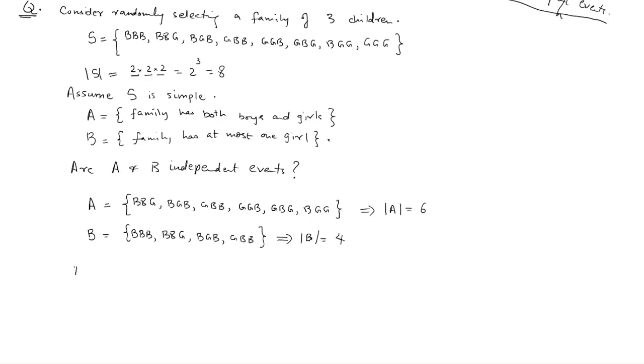Anyone? Probability of A, 6/8. Probability of B. Just look at the set B that I've made. If it makes sense, if it doesn't make sense, let me know. I'll continue. If it doesn't make sense, just interrupt me again.